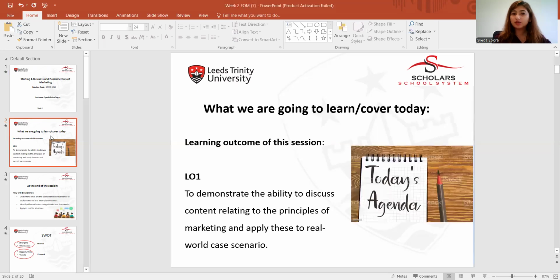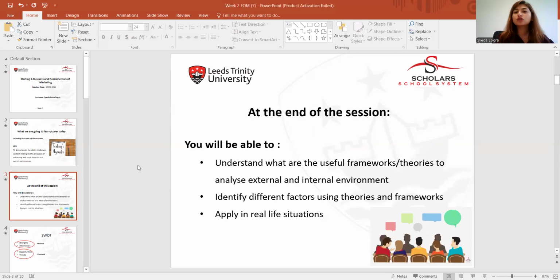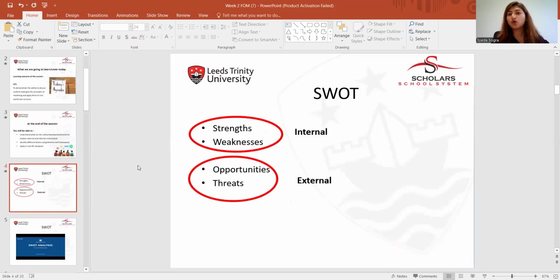So today's learning outcome is to demonstrate the ability to discuss content relating to the principles of marketing and apply them to the real world case scenario. After completing the session, you will be able to understand what useful frameworks or theories you can use to analyze the external and internal environment, identify different factors using theories and frameworks, and apply them in real life scenarios. Starting with, we have SWOT.